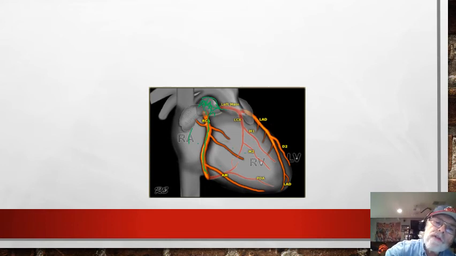Left coronary artery, this area right here would be the pulmonary trunk. That's the pulmonary artery in purple. And that left coronary artery goes underneath it. That's why you see it like a hazy. And then finally you see it coming out the other side. This is that left anterior descending coming down here.